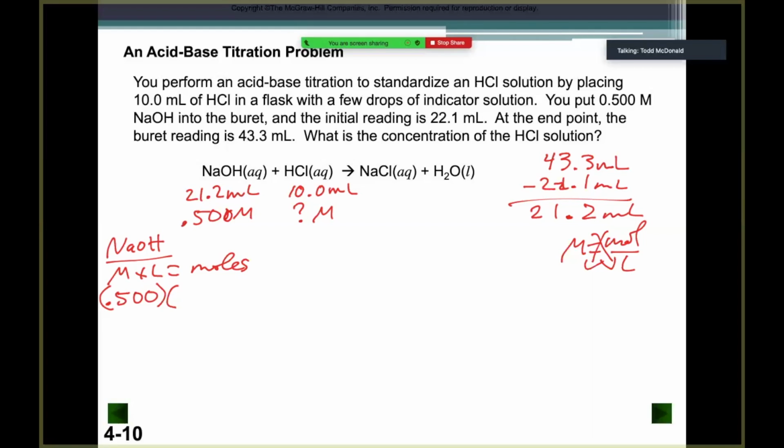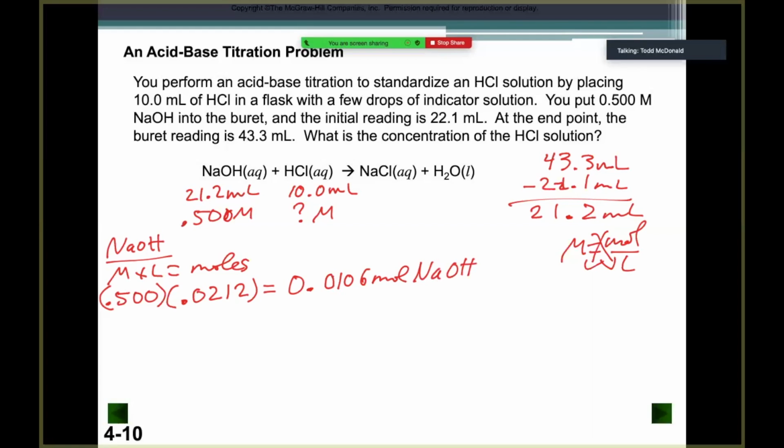So we take our 21.2 milliliters divided by 1,000, and that gives us 0.0212 liters. We multiply those two together, and what that tells us is that we have 0.0106 moles of sodium hydroxide.